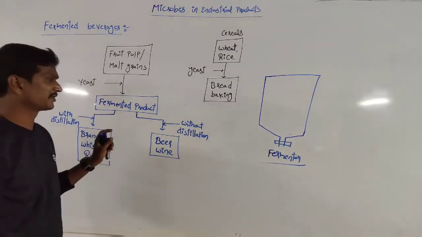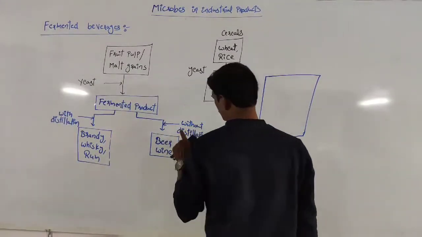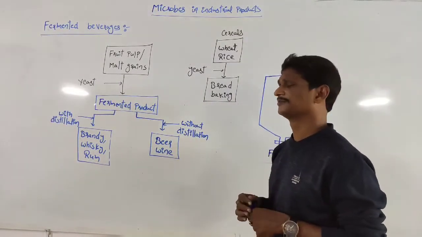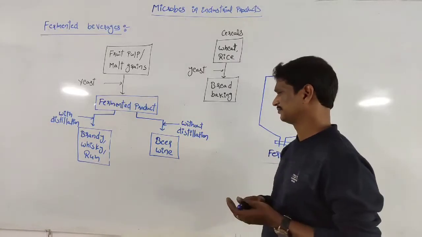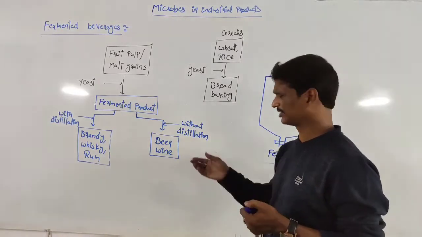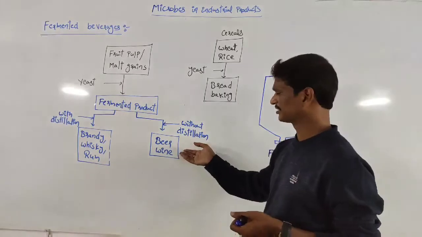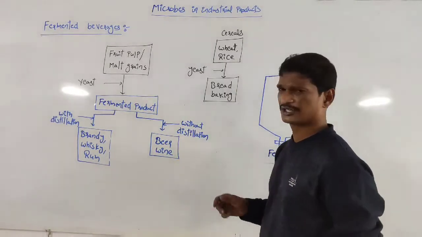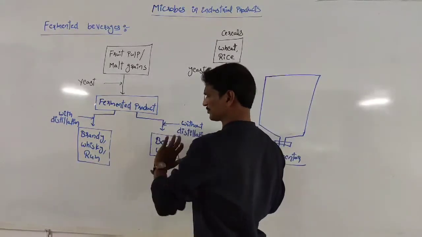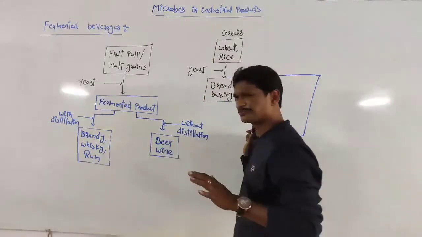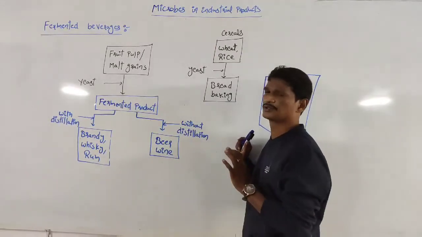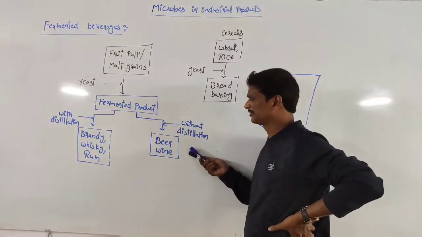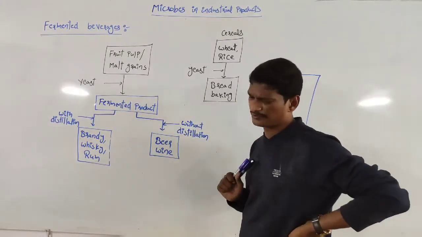And fermented products, again here, without the distillation process: beer production is there, right? And wine production. Beer and wine production is done without distillation. After the fermentation process, they are purified but not subjected to the distillation process. That's the reason why beer and wine are produced without distillation.